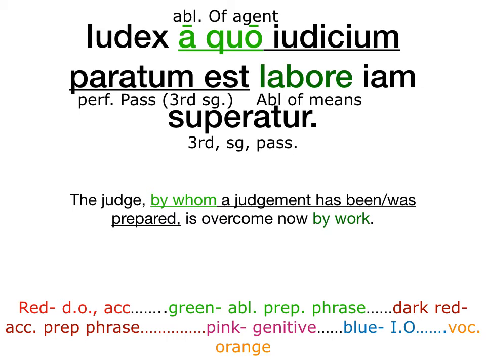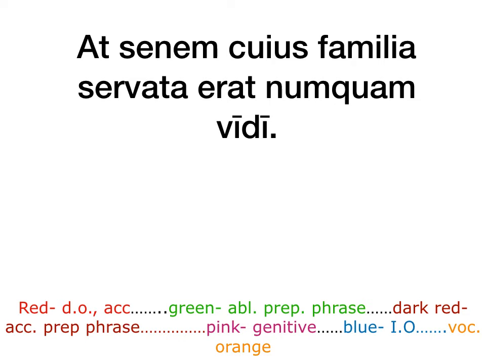When you get a passive verb in the mix, you're going to be getting an ablative of agent or an ablative of means buzzing around your sentence. They tend to congregate around passive verbs. It's just how it works. So the main clause was just the judge is overcome now by work, where the relative clause is kind of interrupting it, and it kind of needs to interrupt it. I don't think in the translation you could really change where it's appearing in the sentence.